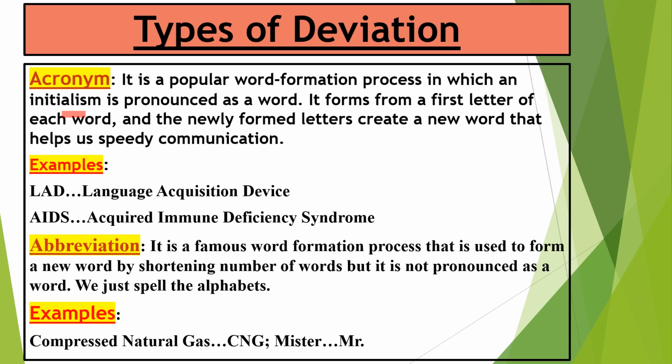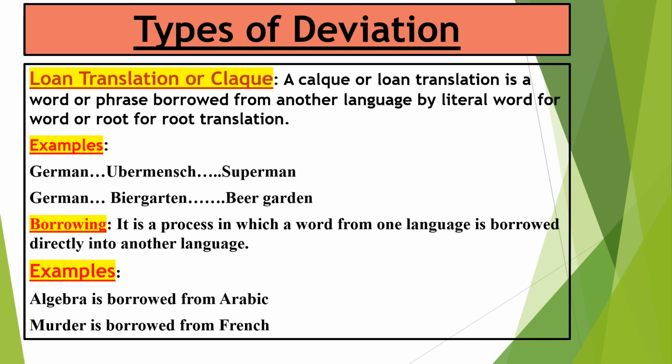For example, over here we have used LAD, language acquisition device, but over here we have used CNG, compressed natural gas. We cannot pronounce it as a single word, but over here it is pronounced as a single word, or you could say it is a new word as well.